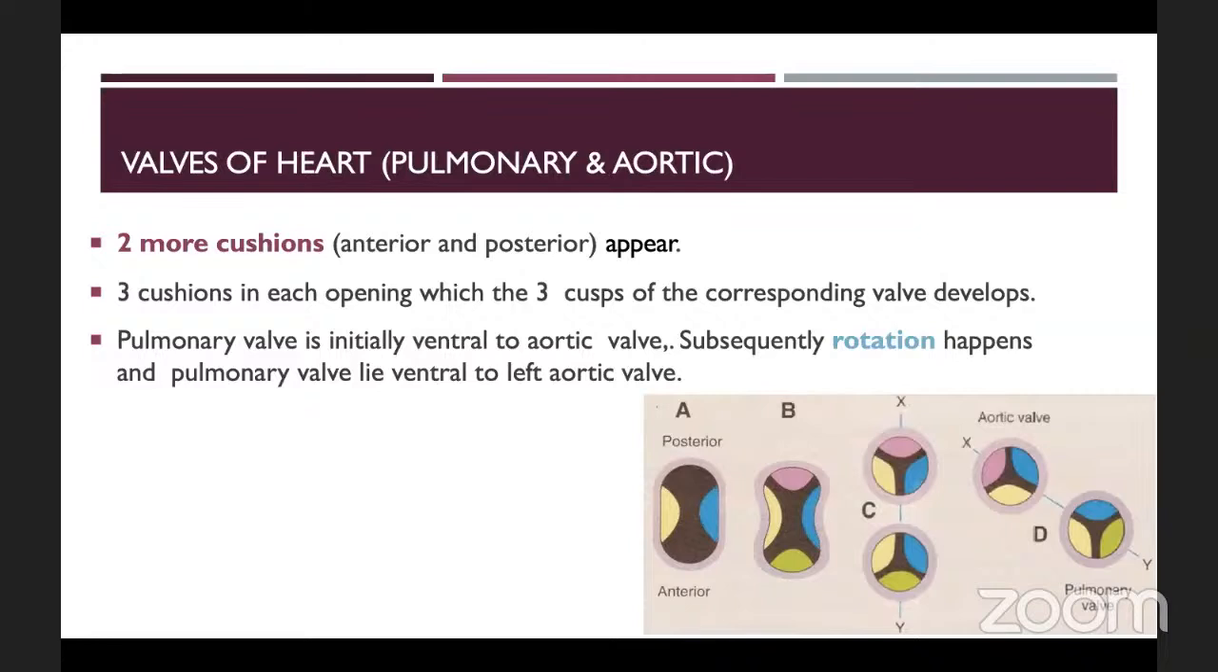The pulmonary valve is initially ventral to the aortic valve. Subsequently, rotation happens and the pulmonary valve lies ventral to the left aortic valve.